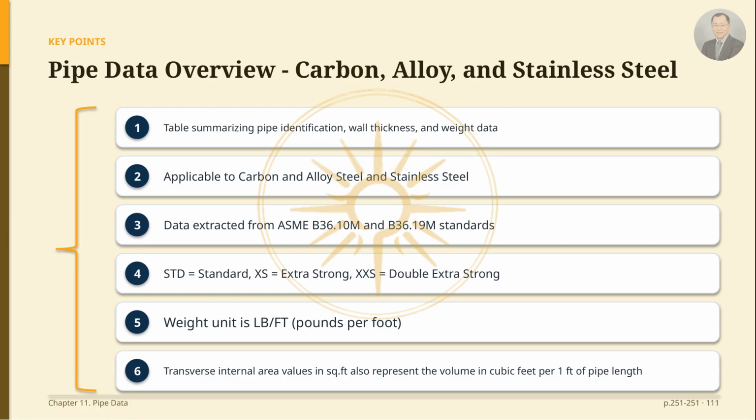B36.19 standards. To clarify the abbreviations appearing in the table, STD stands for standard pipe, XS means extra strong, and XXS refers to double extra strong pipe. Weight is expressed in lb/ft, or pounds per foot. One useful point is that the transverse internal area values listed in square feet also represent the volume in cubic feet per foot of pipe length.